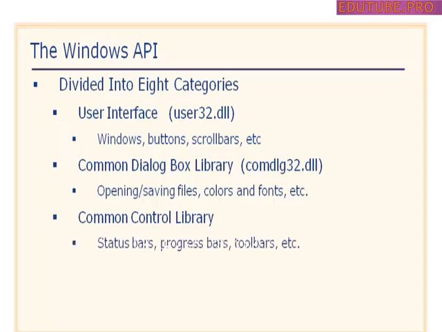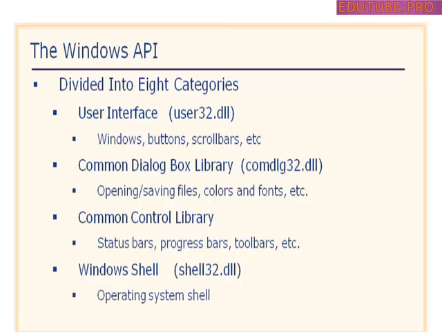Now the common control library, I'm not putting a DLL file here because this is in a number of different places, and things tend to move around on different versions of Windows in and out of the common control library. But generally this is where we gain access to manipulate things like status bars, progress bars, toolbars, those sorts of things. Then the Windows shell, which is shell32.dll, gives us the original operating system shell, or more or less our direct command input into the operating system.